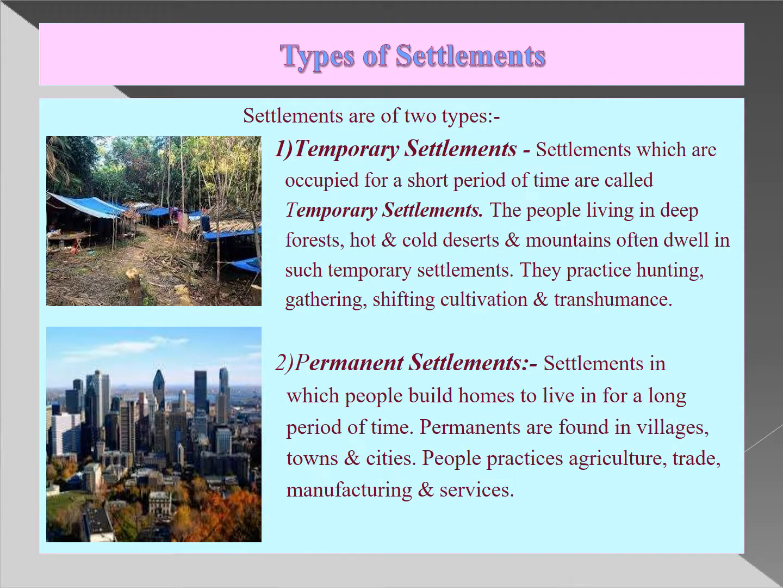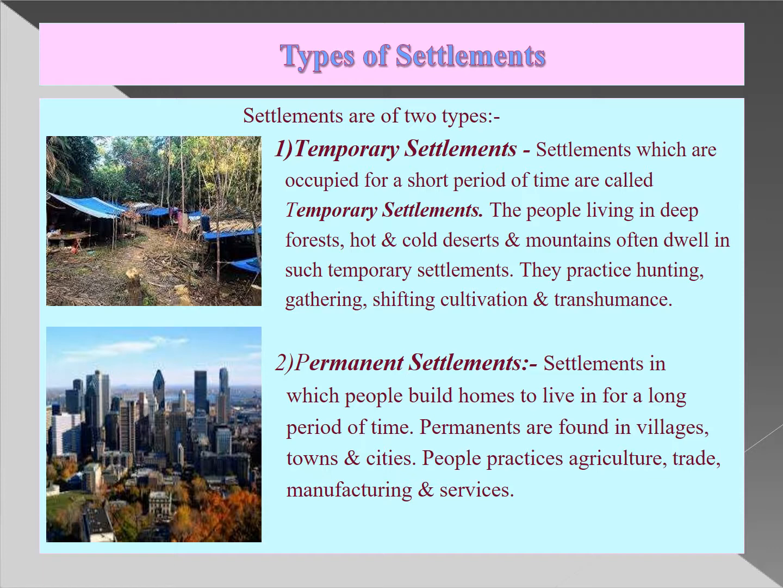Now we will come to understand what are the types. They are of two types. The first one is temporary settlement. Now what is a temporary settlement? Settlements which are occupied for a short period of time are called temporary settlements. The people living in deep forests, hot and cold deserts and mountains often live in these temporary settlements. People practice hunting, gathering, shifting cultivation, etc.